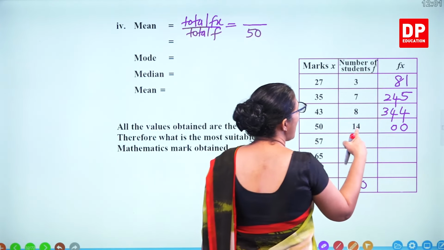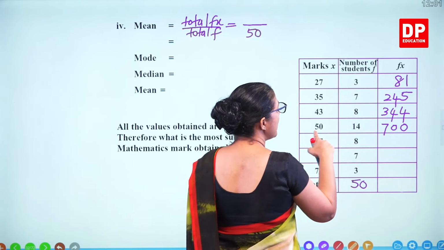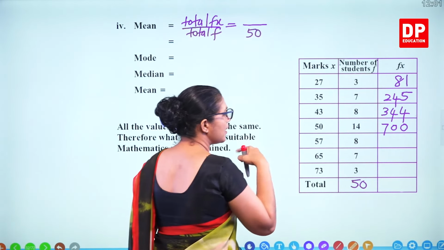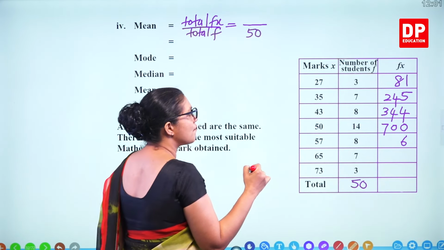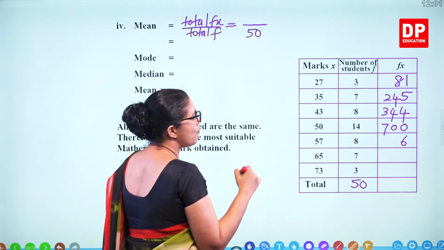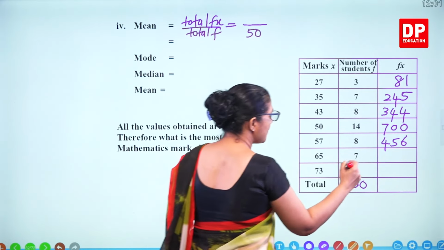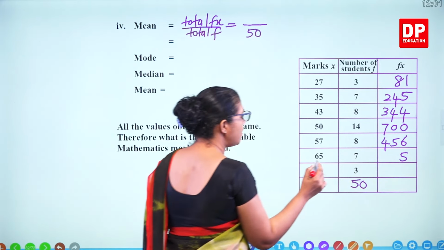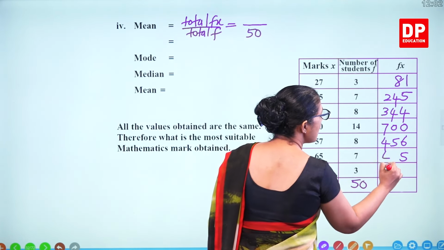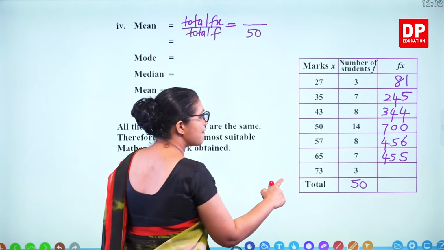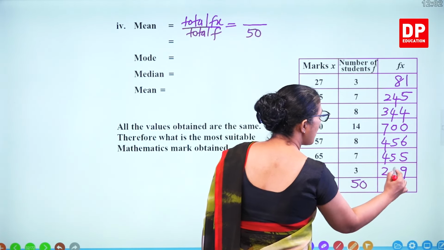5 times 1, 5 plus 2, 7. Again, 5 times 4, 20. 2 remaining. 5 times 1, 5 plus 2, 7. 57 times 8, 56. 5 remaining. 8 times 5, 40, 45. 7 times 65, 35 you get. 3 remaining. 7 times 6, 42. 42 plus 3, 45. And 73 times 3, 9 and 21.